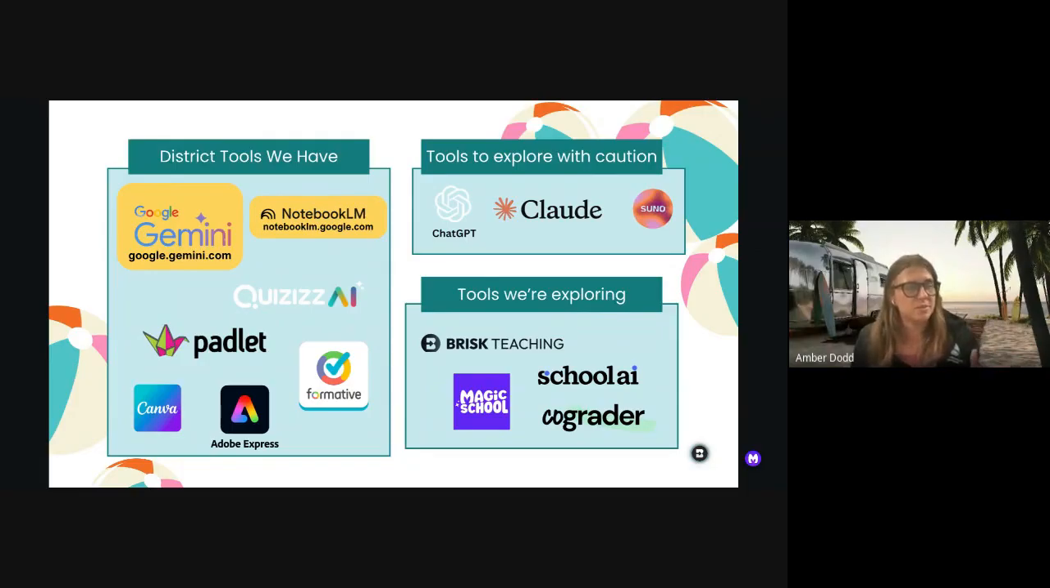So some district tools that we have: I highly recommend, if you are using it for school stuff, like what we just did, a breakdown of the standards, use Gemini, because it is our closed network. And so it's not going to go through the greater AI system or anything like that.